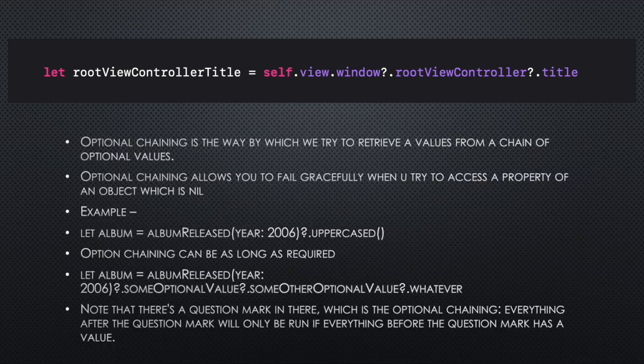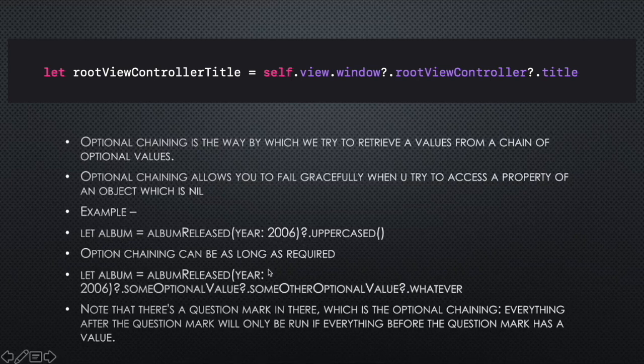So optional chaining allows you to fail gracefully when you try to access a property of an object which is null. If a property of an object could be null or a value, it means it is an optional. When that kind of scenario comes, we are getting a value out of an optional chain. So let's see an example. Let album equal album released year 2006, and if we want to convert it to uppercase, we say question mark. The question mark says that it is optional chaining. If this value is null, then the uppercase will not be executed, and your code will not crash over here. This is what optional chaining does.